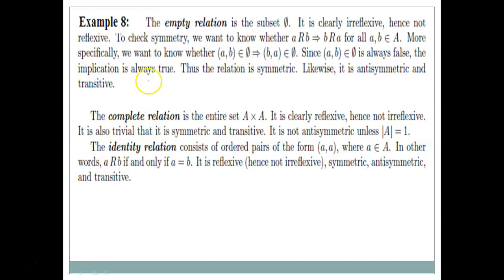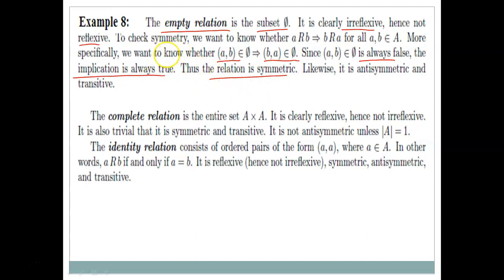Now let us look at certain other definitions, or examples. The empty relation is the subset phi. It is clearly irreflexive, hence not reflexive. To check the symmetry, we want to know whether a related to b implies b related to a for all a, b belonging to A. More specifically, whether (a, b) belongs to phi implies (b, a) belongs to phi. Since (a, b) belongs to phi is always false, the implication is always true. Thus, the relation is symmetric.